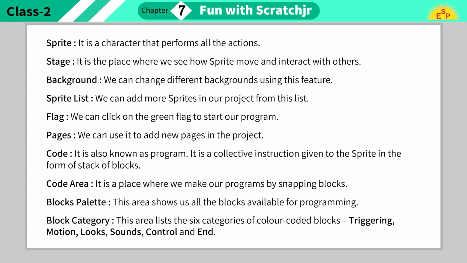It is a collective instruction given to the sprite in the form of a stack of blocks. Code area. It is a place where we make our programs by snapping blocks. Blocks palette. This area shows us all the blocks available for programming. Block category. This area lists the 6 categories of color-coded blocks: triggering, motion, looks, sounds, control, and end.